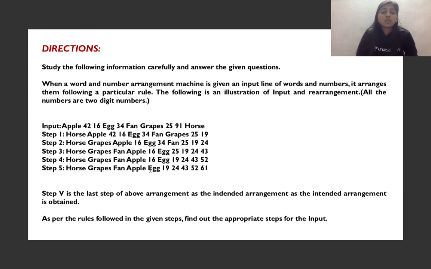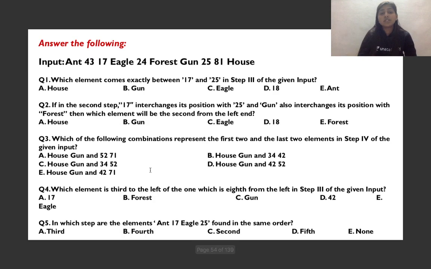Okay, so now we also got stepwise what's happening. You just have to apply the same operations to this new input. The new input given is ant, 43, 17, eagle, 24, forest, gun, 25, 81, and house. Apply the same operation to this input and get the steps and the final output. Once you have that, you will be able to answer these questions. So do it, find the steps.